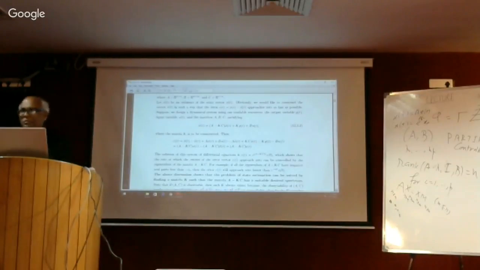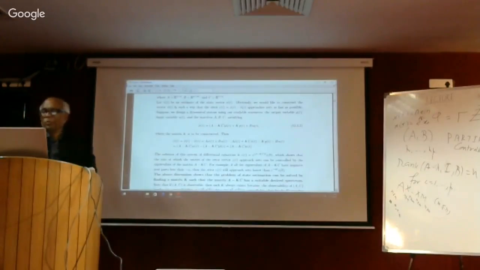So here is an algorithm for you. The algorithm is that, given an observable pair A, C, construct a matrix K so that A minus KC has a desired spectrum. You can use any of the algorithms that we talked about, replacing B by C, and the same observability condition.